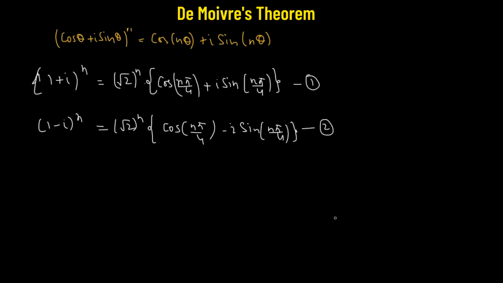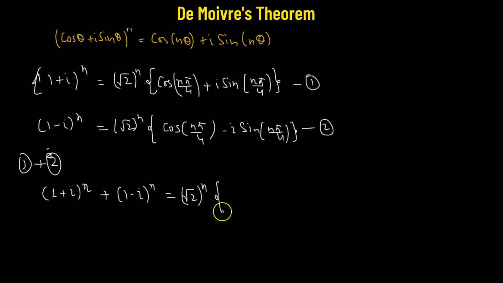Now what we'll do, we'll add 1 and 2 together. So adding 1 and 2 together, this is going to give us (1 plus iota) whole raised to the power of n plus (1 minus iota) whole raised to the power of n. So in the right hand side we have (square root of 2) whole raised to the power of n. So this is common to both of them. And within the parentheses, when we combine them, our imaginary part will get cancelled out because they are additive inverse of each other. So we have 2 times cosine of n pi over 4.